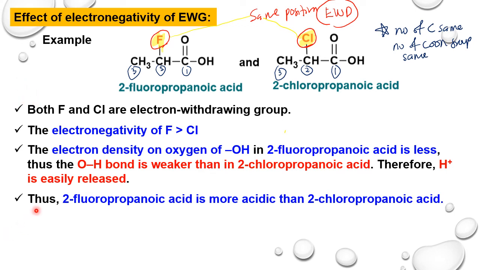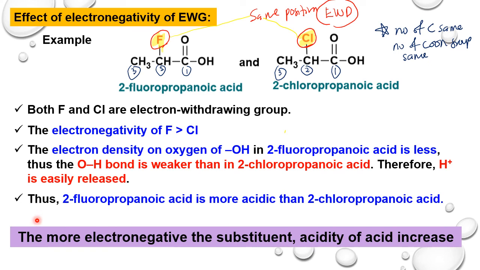Tak kisah. Okay. Jadi, conclusion dekat sini, kalau ada electron withdrawing group, okay, dua-dua ada electron withdrawing group, so kita akan pilih effect of electronegativity. Type electronegativity of the electron withdrawing group. The more electronegative this substituent, the acidity of acid will increase.